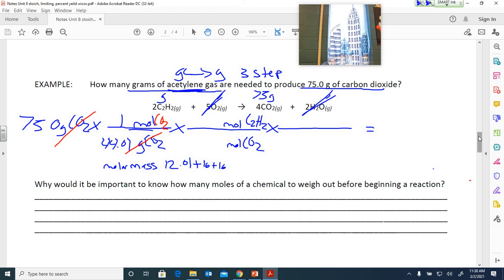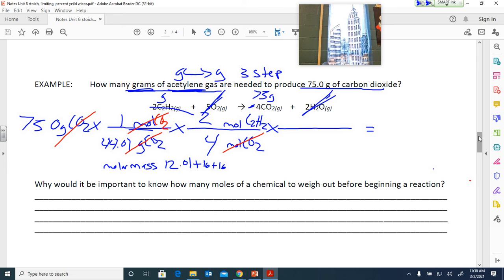The numbers that went with our new conversion factor here, this is the new one for this unit for stoichiometry, are the numbers that are in front of them. So 2 is in front of C2H2, and the number that's in front of CO2 is 4. So I have 2 and 4. So at this point, moles of CO2 cancels, and I'm left with mole of C2H2, mole of acetylene gas.